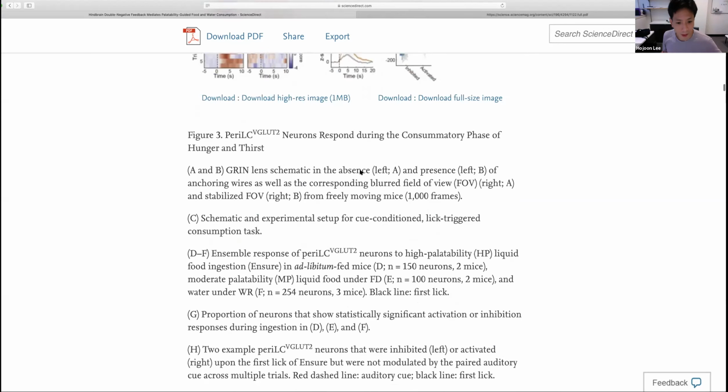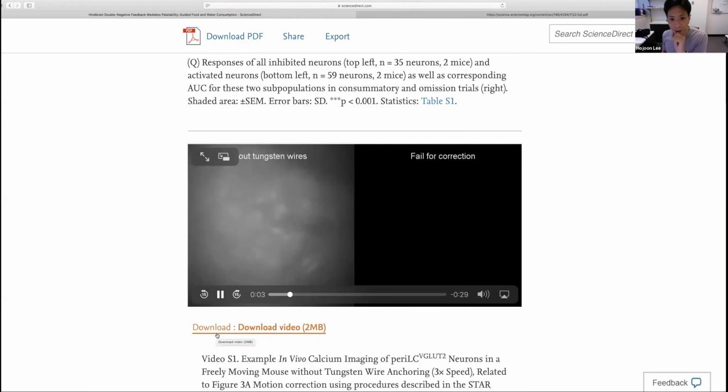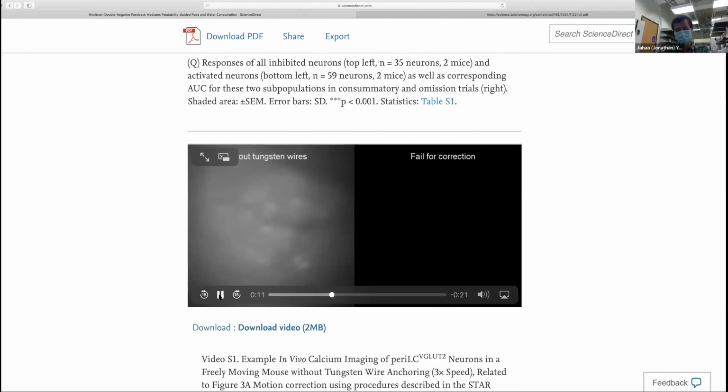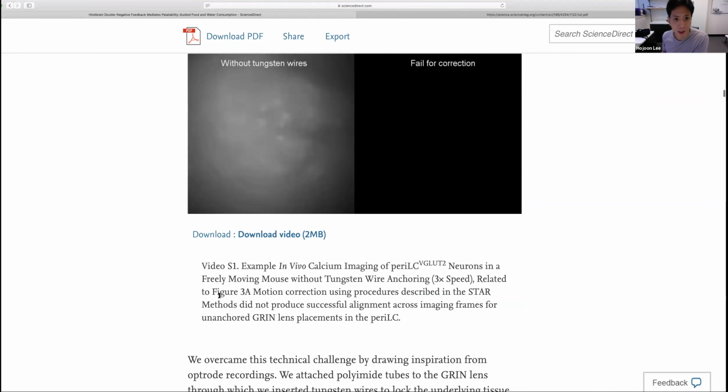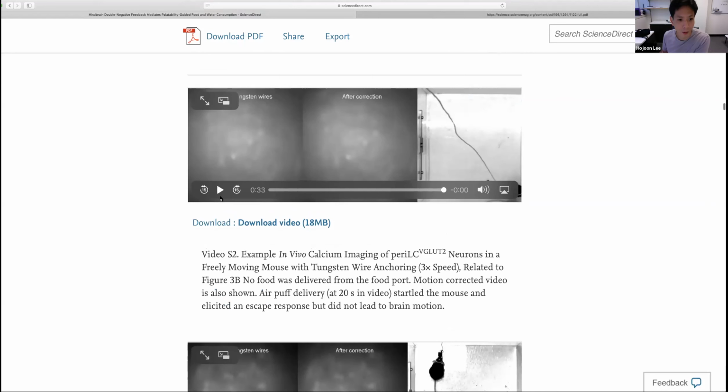Let me cut you off a little bit and just show you the movie. Did people watch the movie? It's pretty interesting. This is how much motion there is. For us, Jahao has done miniscopes and all these things, and we see this kind of motion in the NTS, right? So what they did is they used tungsten wires to correct for this. And I'll show you the movie with the wire. See, much better.